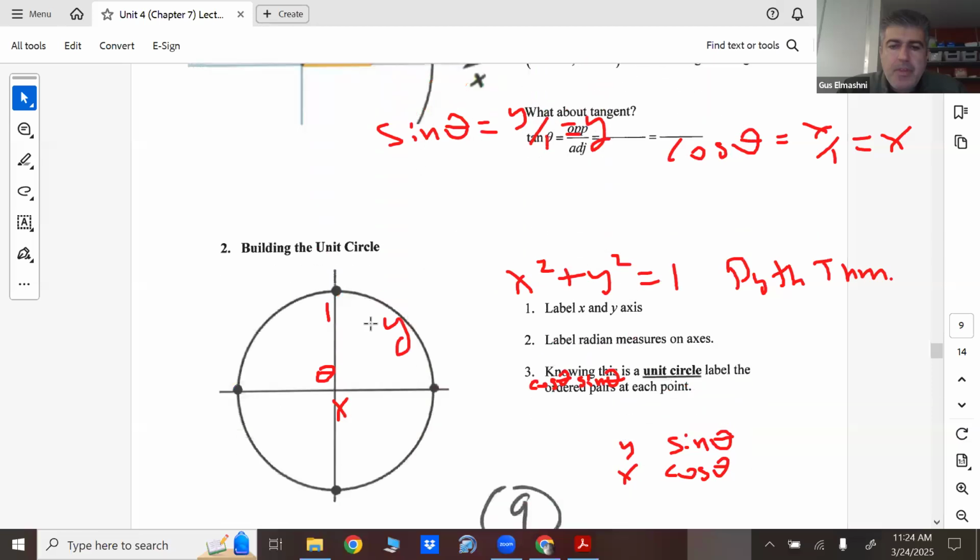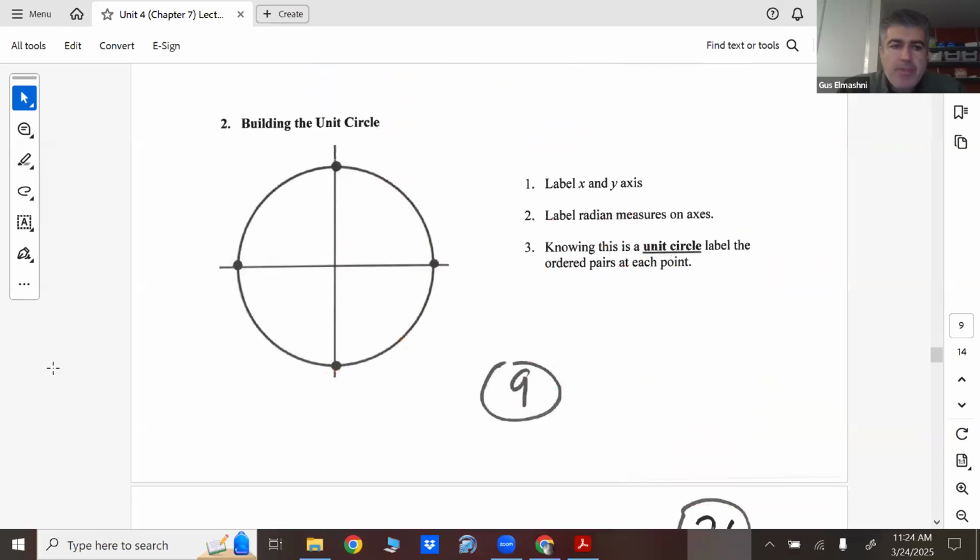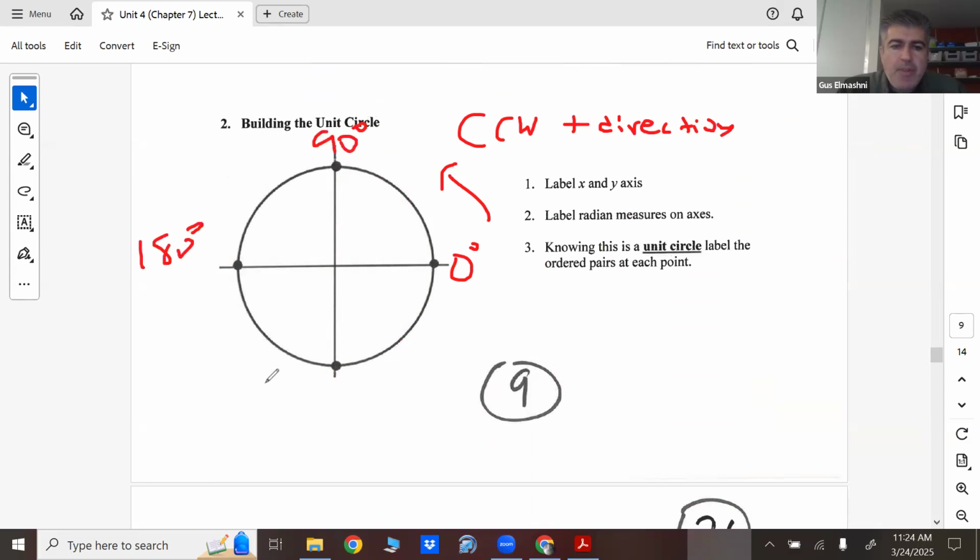Okay. So as we build the unit circle, remember, we always start at 0 degrees. We go counterclockwise. CCW for short is the positive direction. And we know as we go around, 90 degrees is a quarter turn, 180 a half turn, 270 a three-quarter turn, and finally we make a full circle, we get to 360.